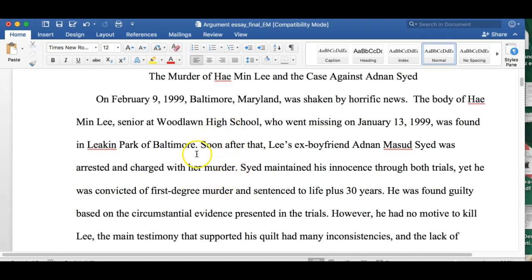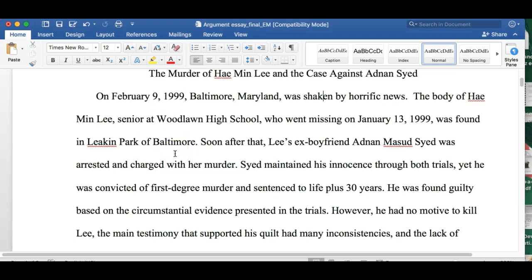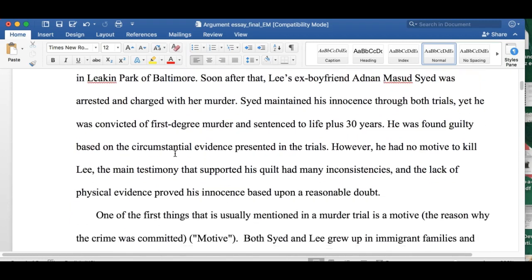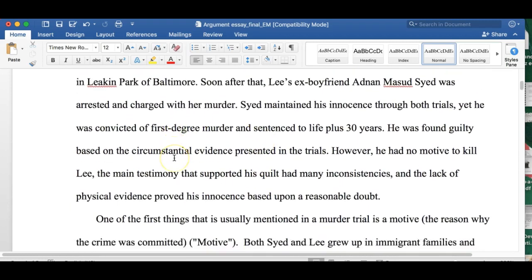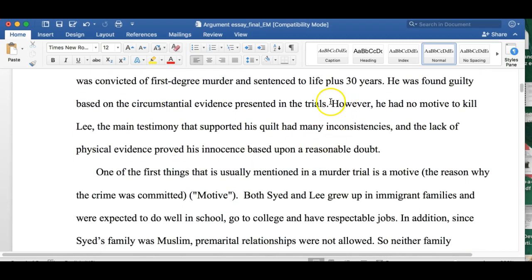So this person did a really good job with this entire project. I want to go ahead and point some things out. I want to point out the thesis here. The intro is fantastic, but I want to talk about the thesis, which is, yes, the last sentence in the intro paragraph, and it's a very good thesis.